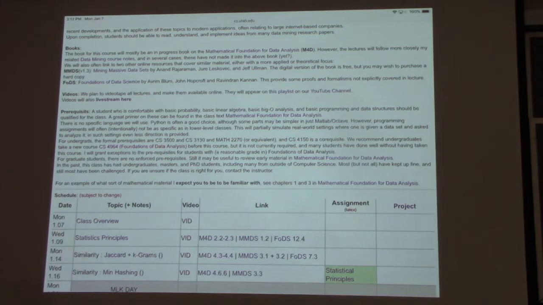But I think between the 3 or 4 of these sources, there's going to be a lot of resources. Okay, and they're all online. They're all free.